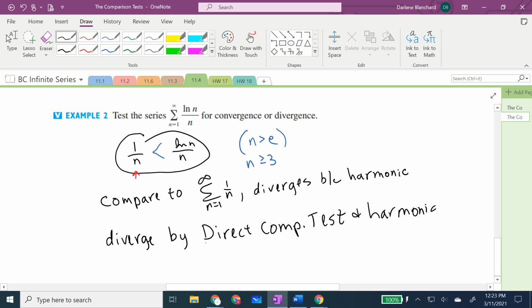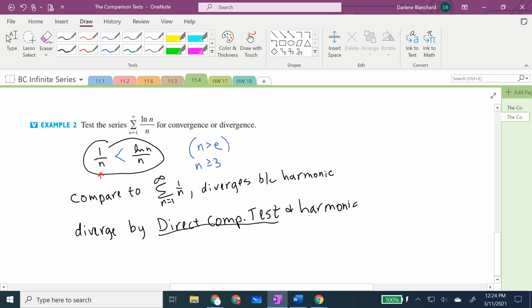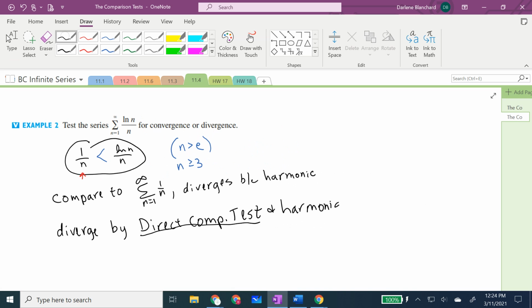And I'm going to repeat, if you are using a comparison test, by itself it is not enough. It must have a second test involved to determine converge diverge. Now, I also want to point out to you that the limit comparison test in this case won't work. So I'm just going to throw that out there.